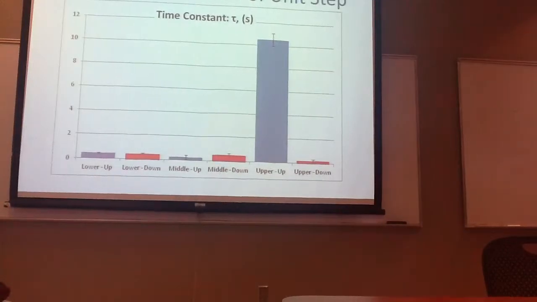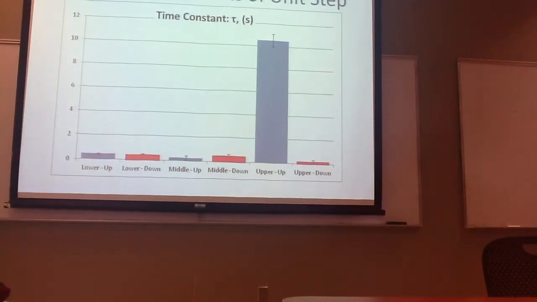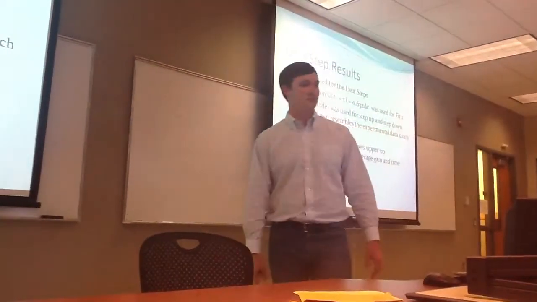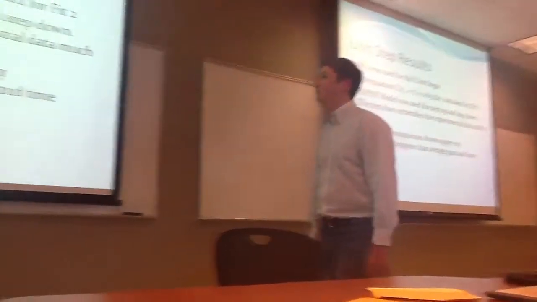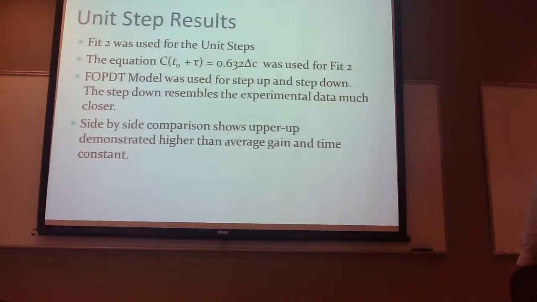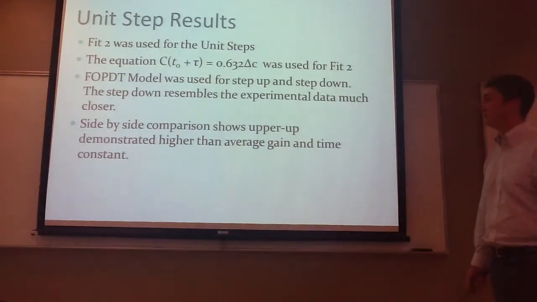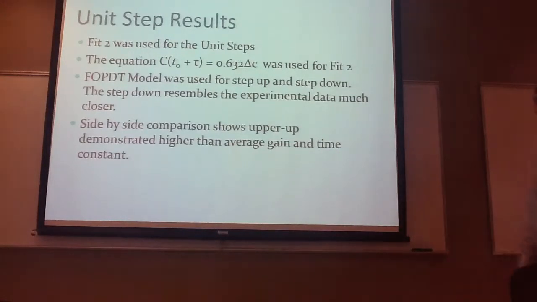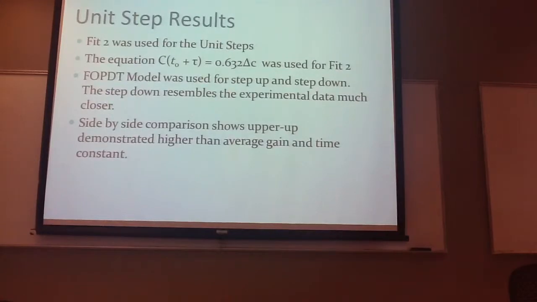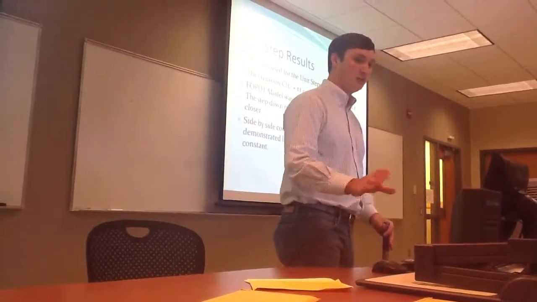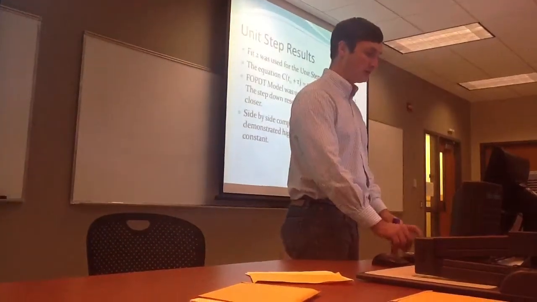The time constant was all right around the same amount except for the step up again, which was a whopping 10.5 seconds. So here's the unit step results that we had gotten. The fit2 was used for all the unit steps. The equation that we used for fit2 was the one given, which was the c times the dead time plus the time constant. The FOPDT model was used to do a model of our experiment, and the side-by-side comparisons were shown so that you had an idea of where each lower, middle, and upper compared with one another.